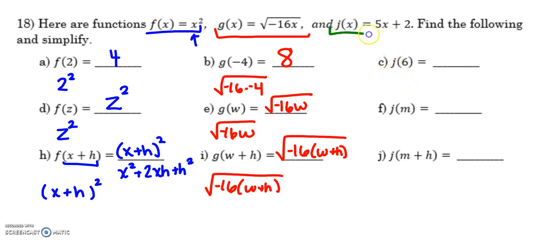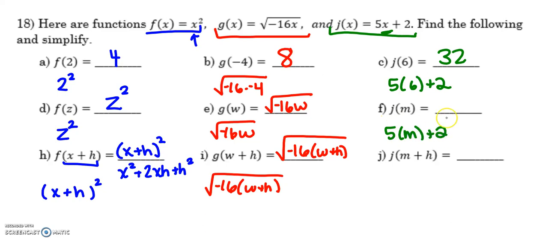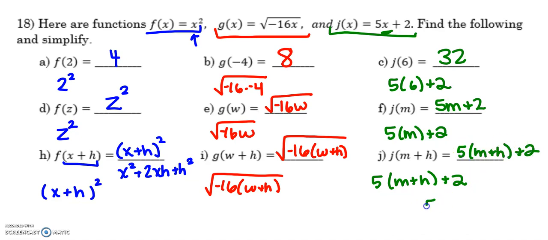For function j, j of 6 is going to say anywhere you see an x, replace it with 6. So 5 times 6 plus 2, which will be 32. This would be 5 times m plus 2. Can't really clean that up. 5m plus 2. And this one would then be 5 times m plus h plus 2, which you could leave as is. Or you could distribute and say 5m plus 5h plus 2. Either one.